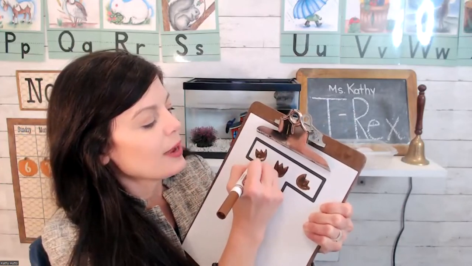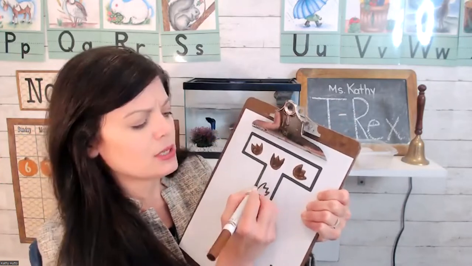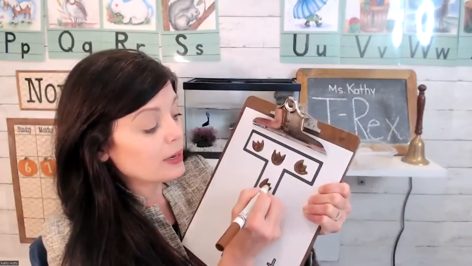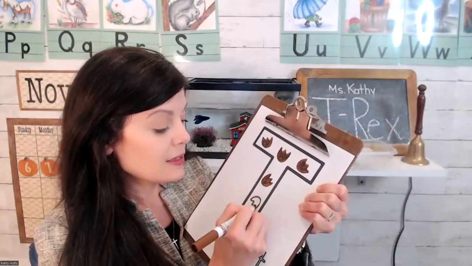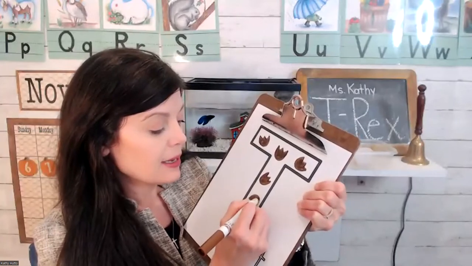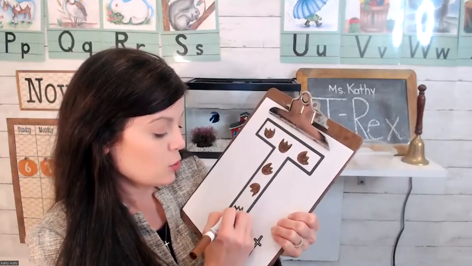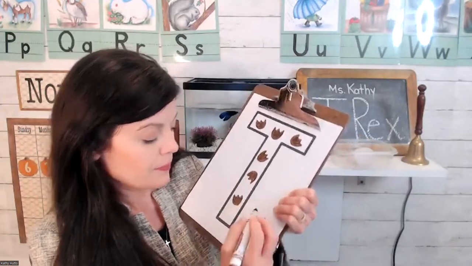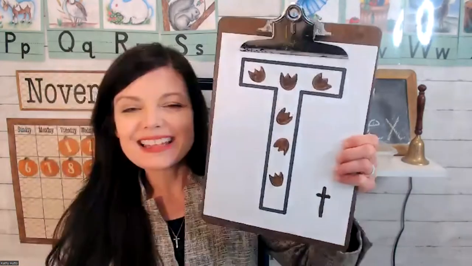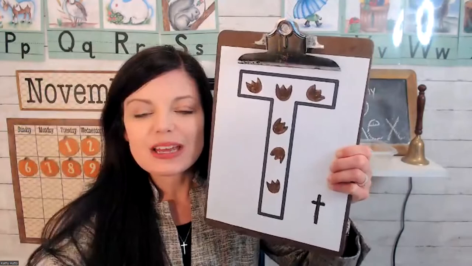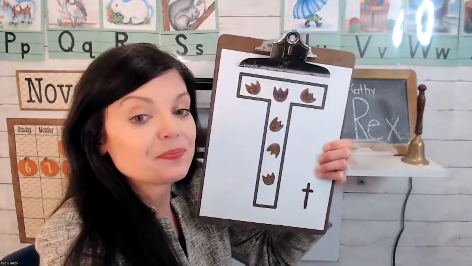These are T-Rex tracks. Now, dinosaurs aren't around anymore. So how do we know they even existed? Well, we can find the tracks that they left behind. And also we can find fossils. That's the remains of dinosaurs, like their bones. So this is, ta-da, a letter T with T-Rex tracks, or footprints, on there.